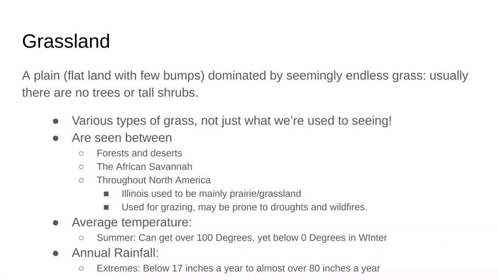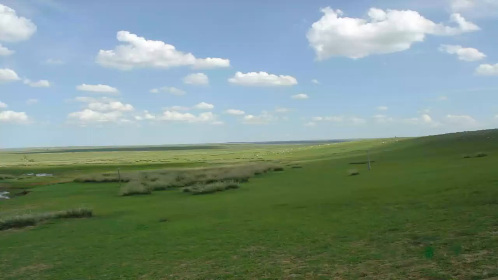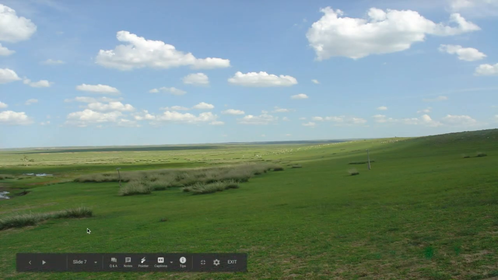The average temperature can get over 100 degrees in summer, but below zero in winter. Again, because it's between these extreme environments. And the annual rainfall, in the extremes, can get below 17 inches a year to almost 80 inches a year because of those extremes. And here is an image of a grassland. Not too many different plants or shrubs. We see a little tree here, but it's mainly flat with grass.